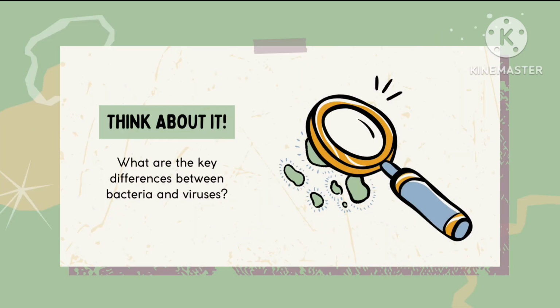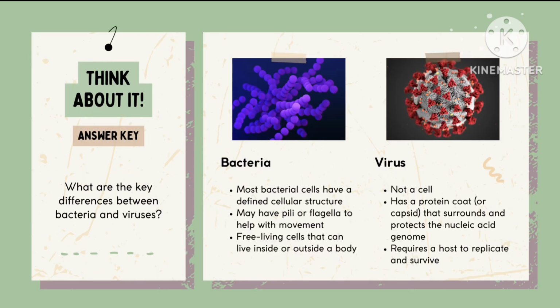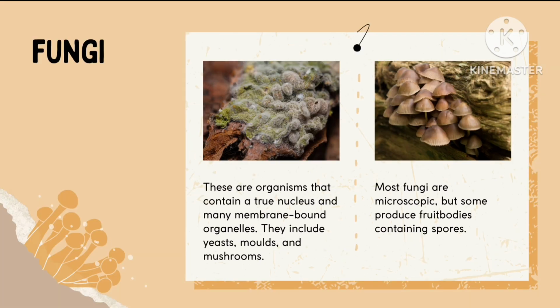Think about it. What are the key differences between bacteria and viruses? Answer key. Bacteria. Most bacterial cells have a defined cellular structure, and may have pili or flagella to help movement. Free living cells that can live inside or outside a body. Virus, not a cell, has a protein coat or capsid that surrounds and protects the nucleic acid genome, requires a host to replicate and survive.